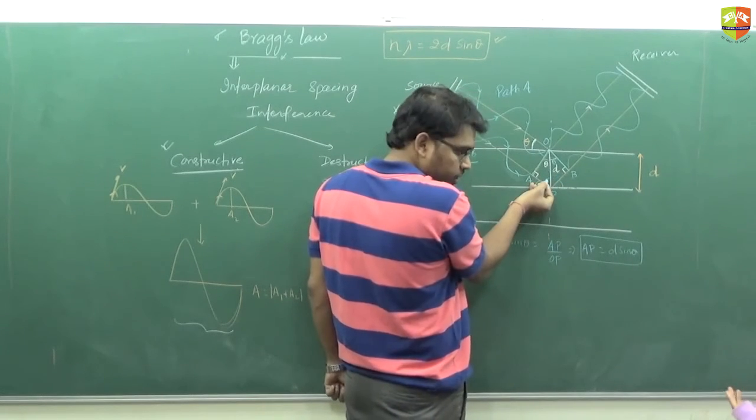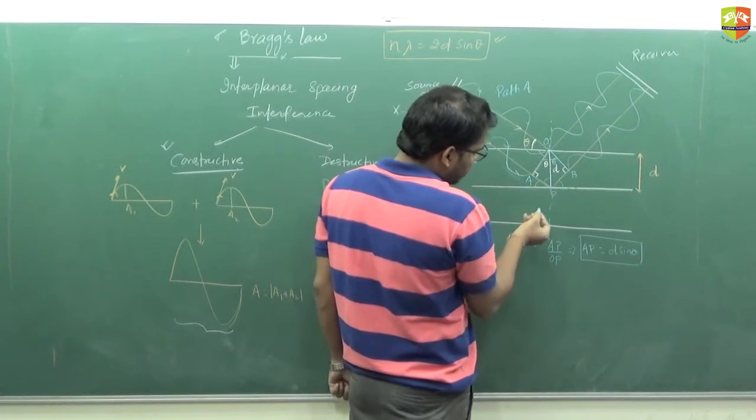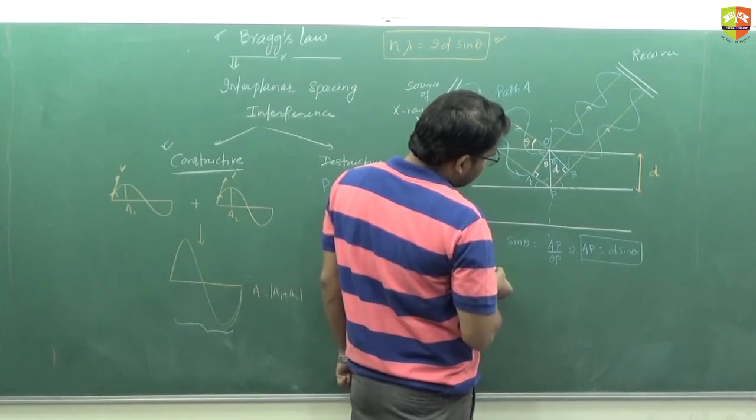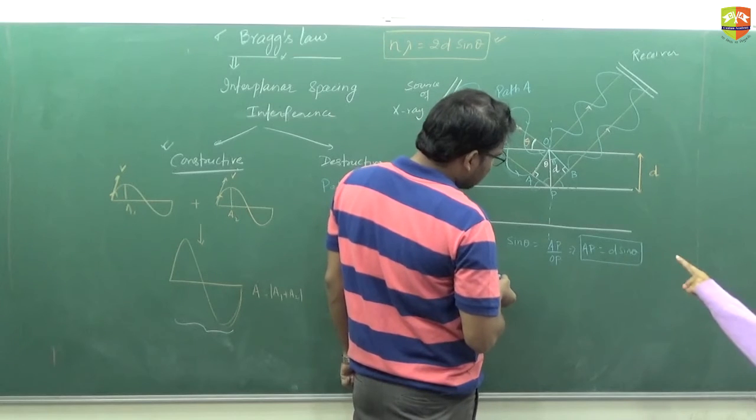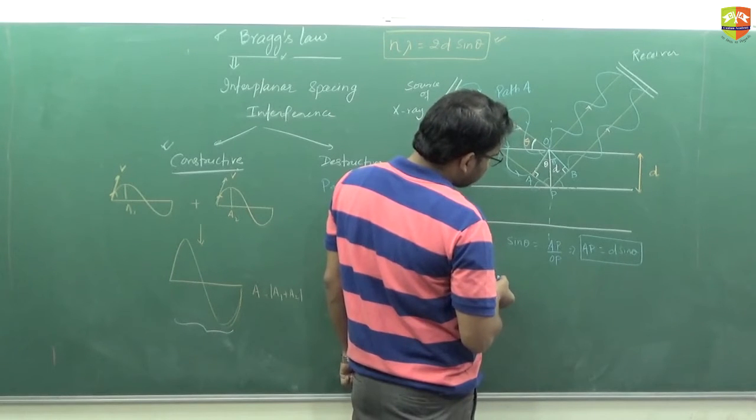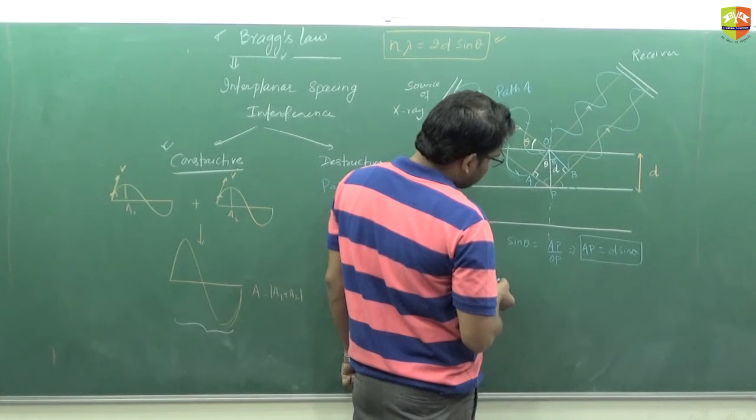Sir, how can that be possible? That means 90 minus theta and theta. What? This is 90 minus theta, and it should be theta. Sir, APB is a right angle. Yeah, APB is a right angle. How can both of them be equal? But you're not assuming all that.